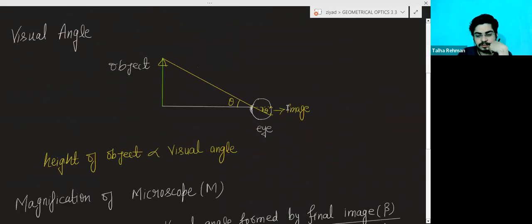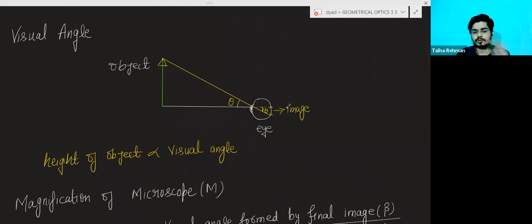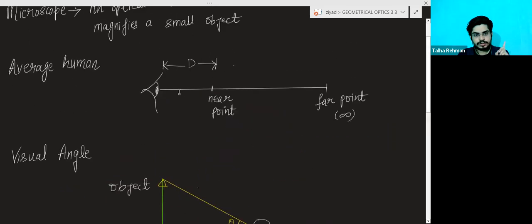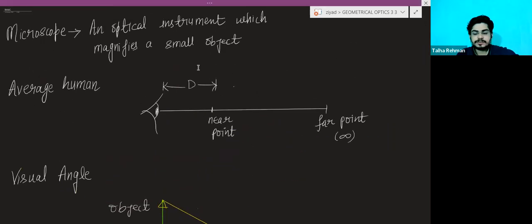Now, these are some basic things regarding the microscope, and the same things we will use in the telescope also, because in telescope also there will be the use of the visual angle. After this, we will discuss the simple microscope.